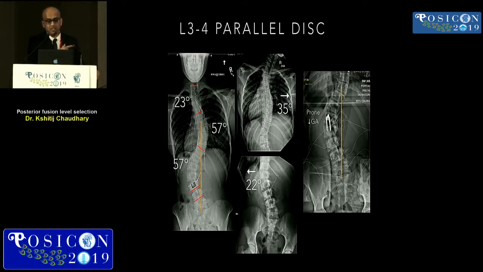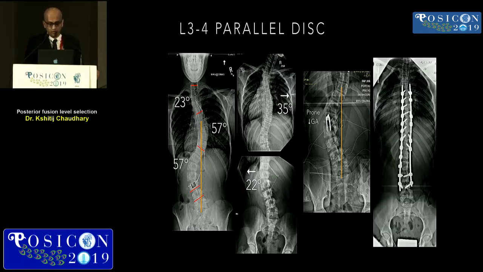So you can see in this case, the 57-degree Cobb angle measured for the lumbar curve can be measured from both L3 and L4. It bends down to less than 23. On a general anesthesia prone X-ray, the L3 still is way off from the midline. So here the decision is made to go down to L4.